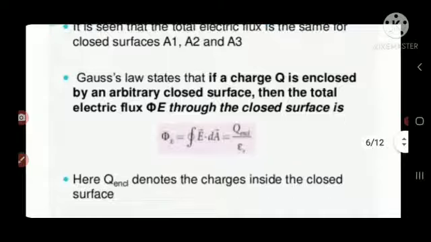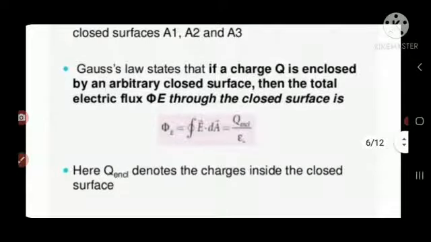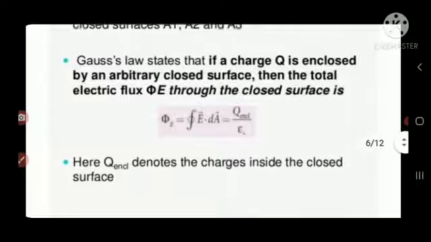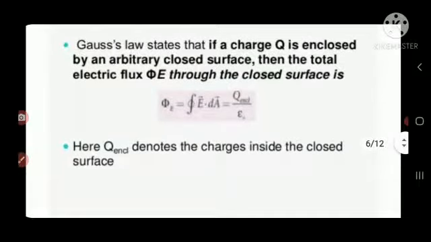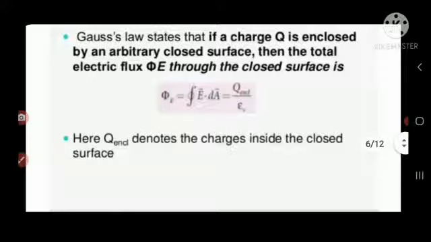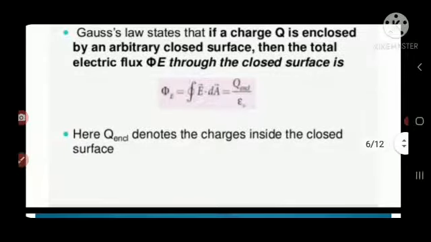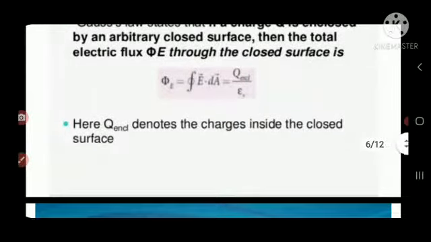So Gauss law states that if a charge Q is enclosed by an arbitrary closed surface, then the total electric flux phi E through the closed surface is given by this relation: phi E is equal to the integral of E dot ds equal to Q net by epsilon naught. Here Q enclosed denotes the charges inside the closed surface.